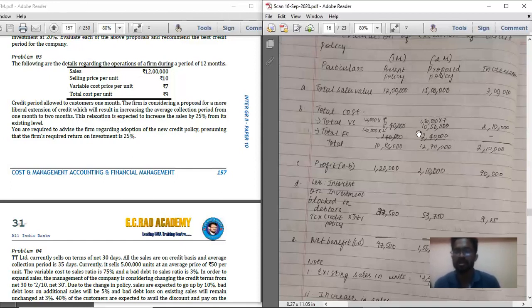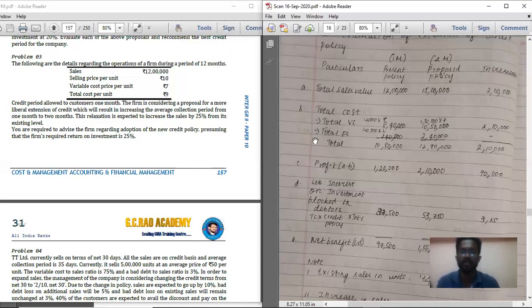Under proposed policy, below record 1,50,000 into 7. In the second column, proposed policy, record 10,50,000. So in respect of increment, what is B minus A? 10,50,000 minus 8,40,000. So in the increment column, total variable cost, record 2,10,000. The incremental variable cost is 2,10,000.